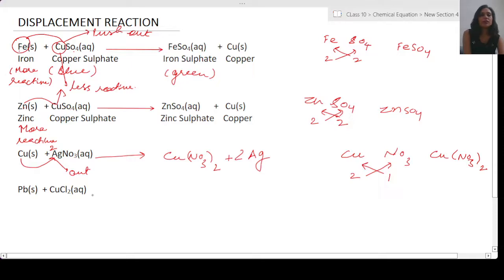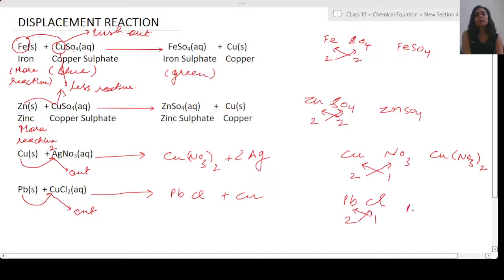Now the next reaction, Pb plus CuCl2. Here you can see that Pb is more reactive as compared to copper, so it will push the copper out from its salt solution. It will form a compound with Cl and copper will come out. Now what will be the correct compound? Pb valency is 2 and Cl valency is 1. This 1 will go to Pb, this 2 will go to Cl. So the compound will be PbCl2.